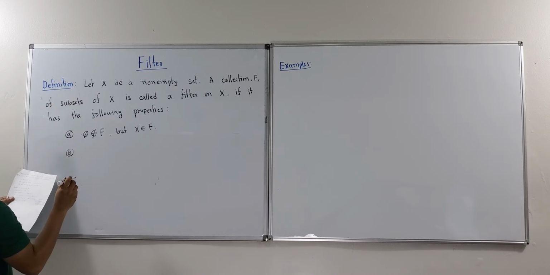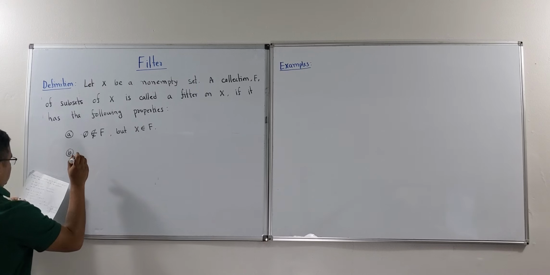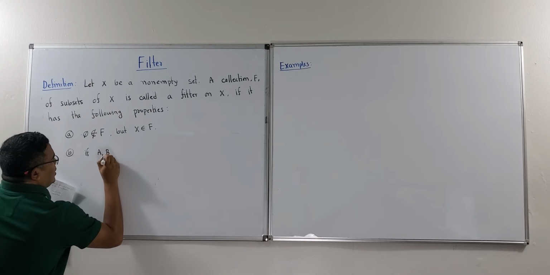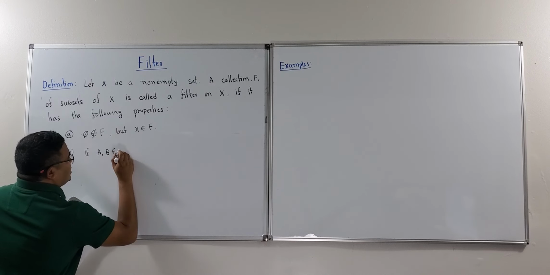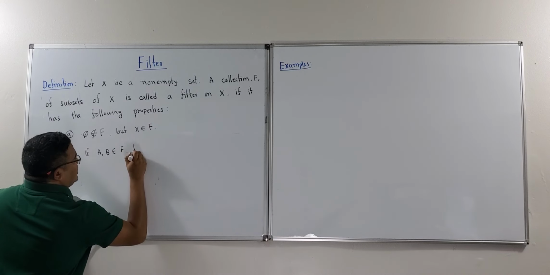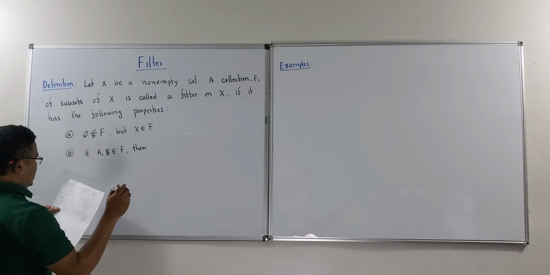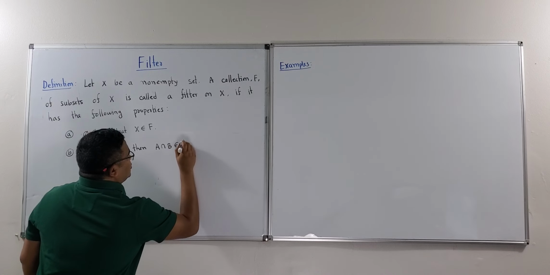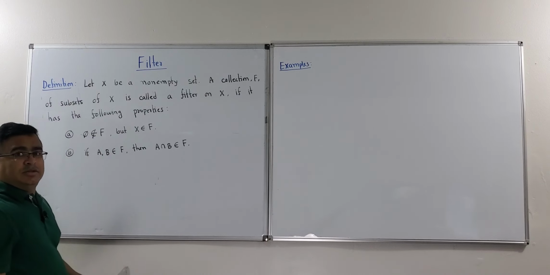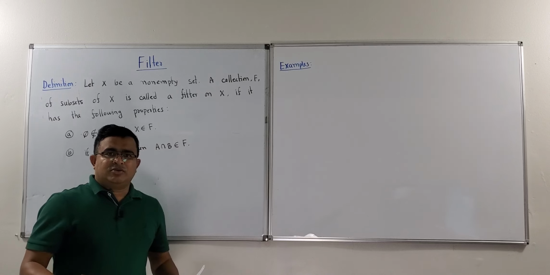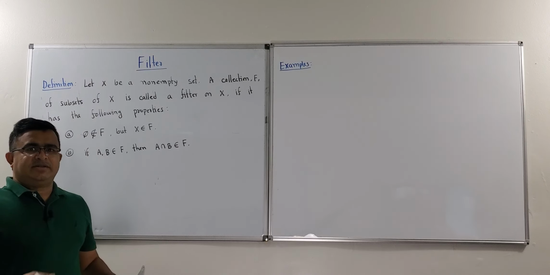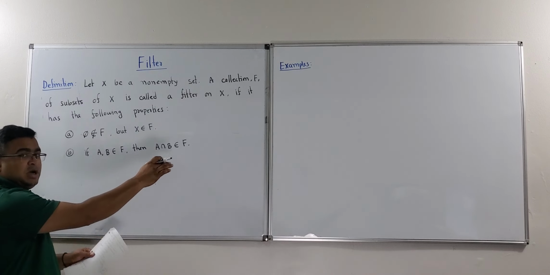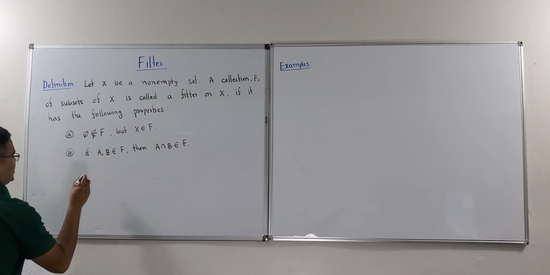Now the second property is, if there are two subsets A, B which are in that collection F, then their intersection also would be in that collection. So if there are two sets, then their intersection also would be in that collection. This is also called downward directed.